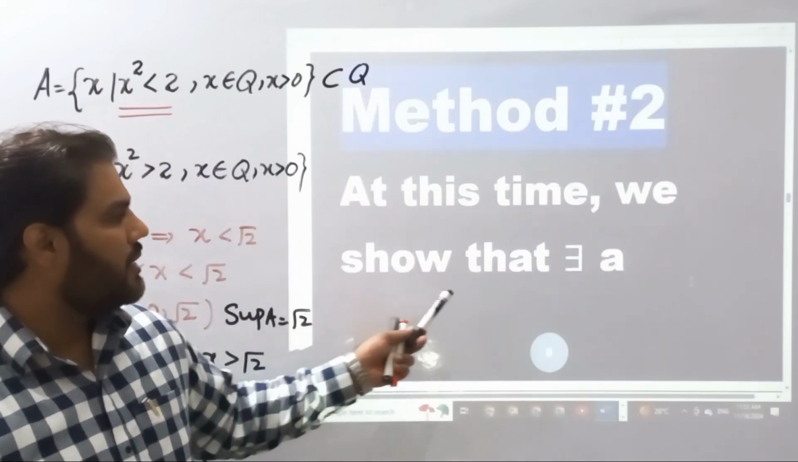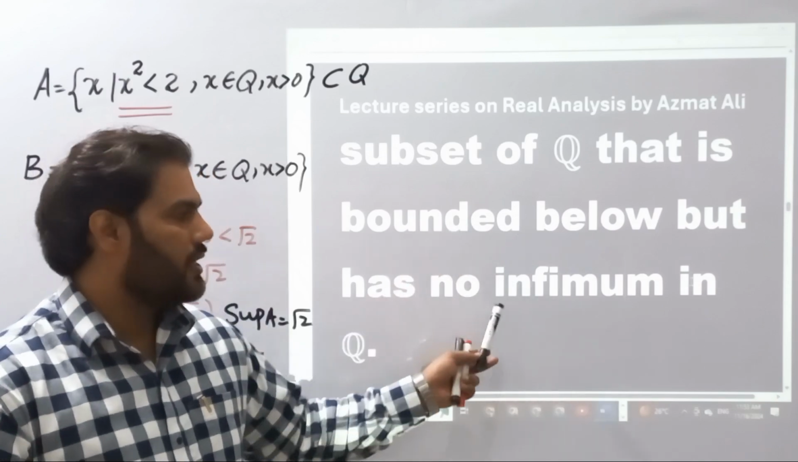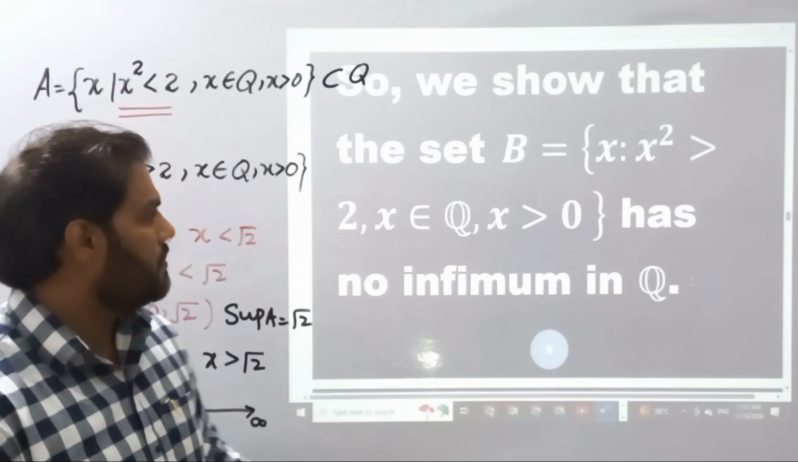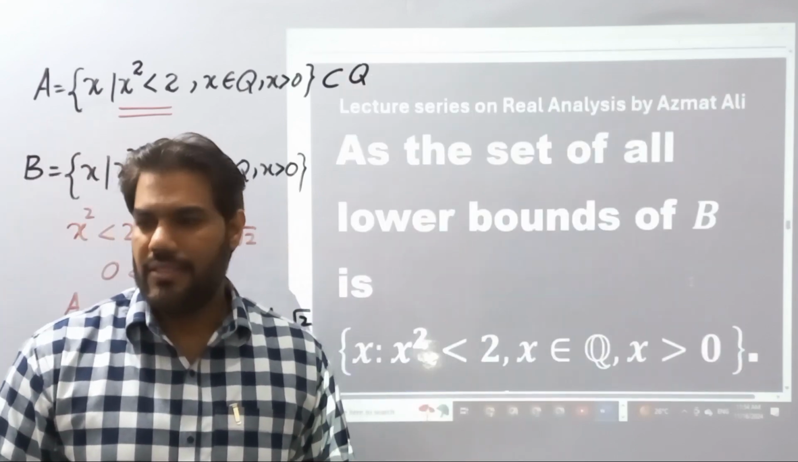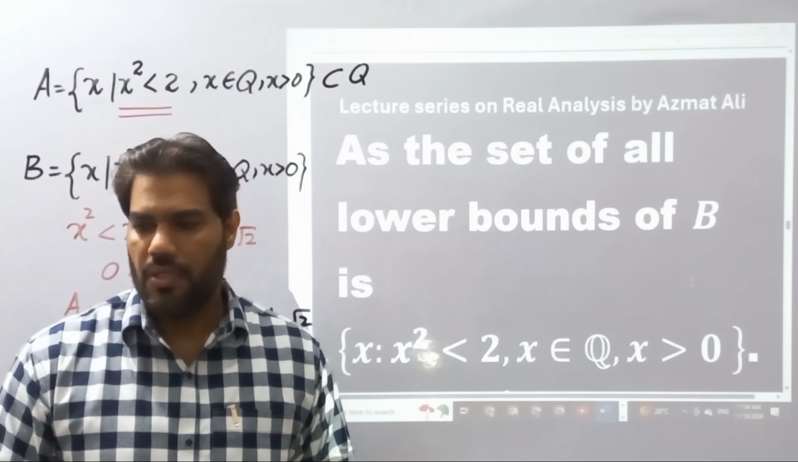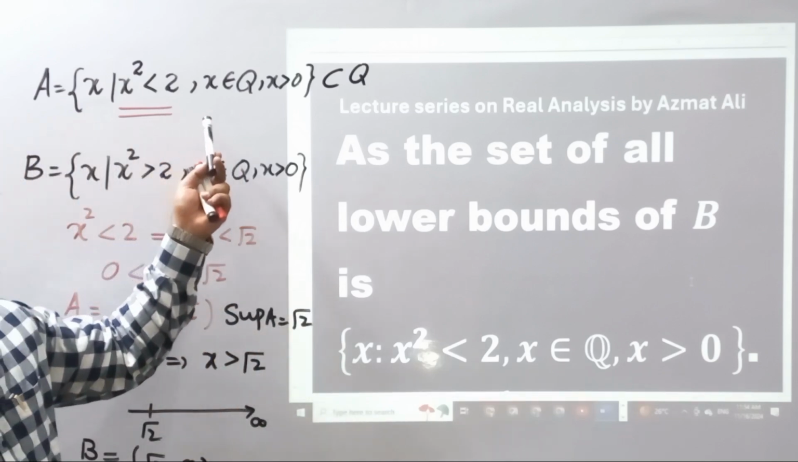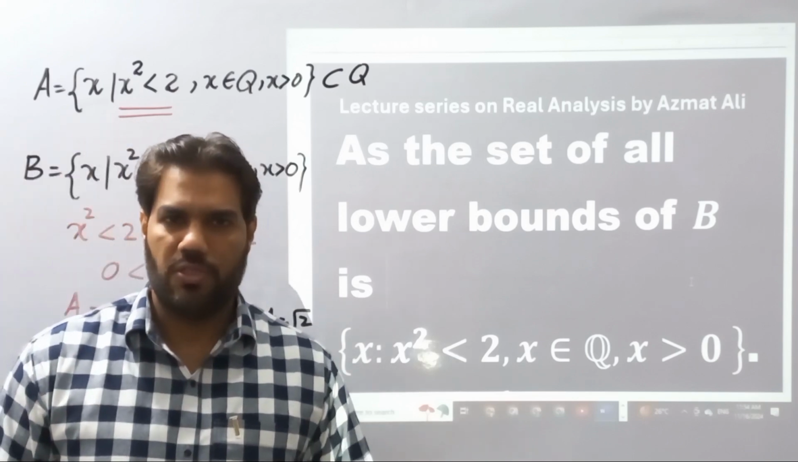At this time we show that there exists a subset of Q that is bounded below but has no infimum in Q. So we show that the set B has no infimum in Q. The set of lower bounds of B consists of the set A, or simply, the lower bound of B is actually the set A.